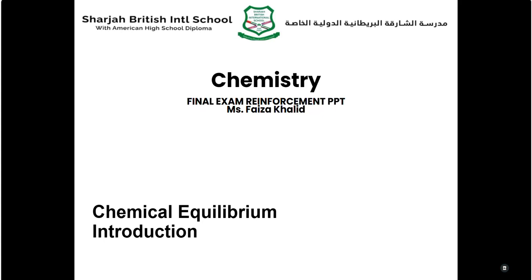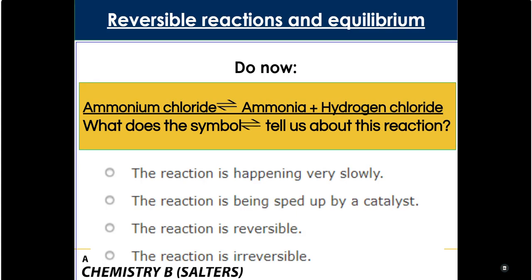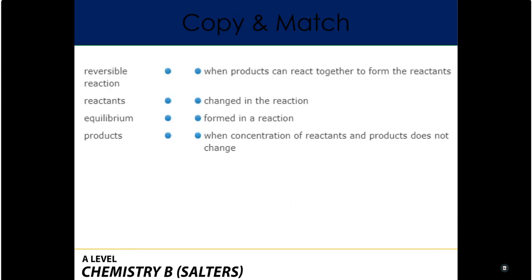Now, in the chapter of chemical equilibrium, you have to remember some terminologies. Take it as if these are the basic definitions. Over here, this sign is the reversible sign. You should remember this forever. Then over here, these are the match the column thing. You should memorize these definitions by heart.